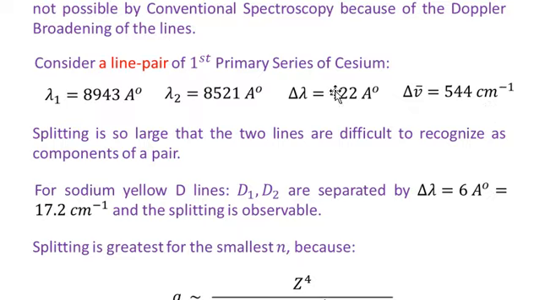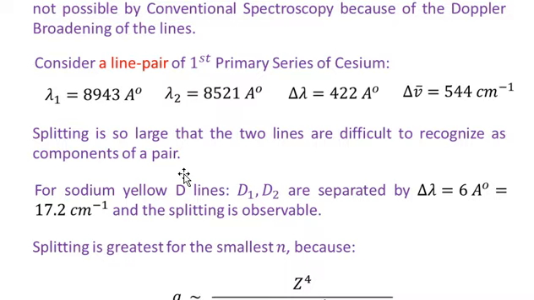So you see that this is a very large splitting between lambda 1 and lambda 2, because the cesium atom is a heavier atom. For that one, the splitting is very large. So the splitting is so large that the two lines are difficult to recognize as components of a pair.